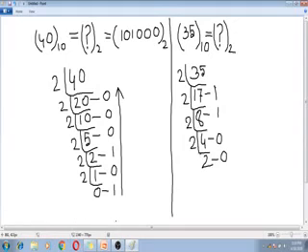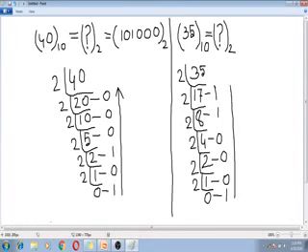Again this 2 divided by 2. The quotient will be 1. The remainder will be 0. Again this 1 divided by 2. The quotient will be 0 and the remainder will be 1. So again count from bottom to top. Count all the remainders. This is the answer.